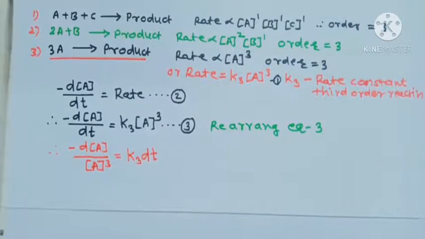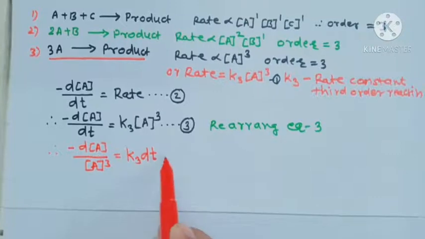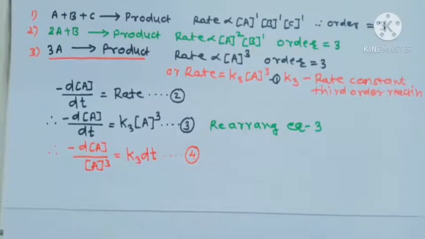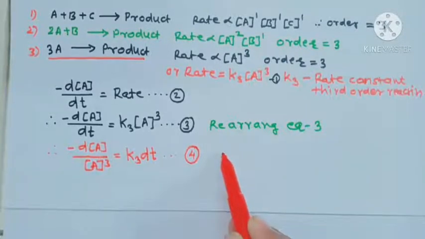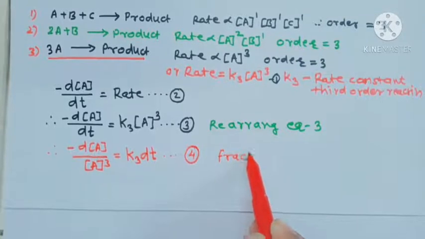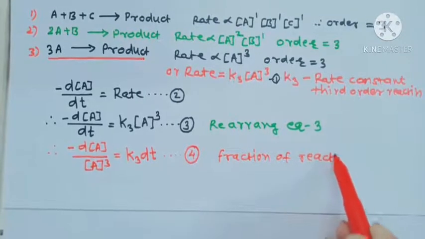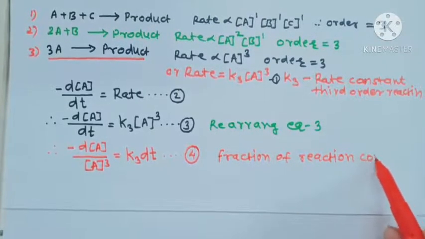So what we have done? The similar term A is taken on the same side. Suppose this is equation number 4. What does equation number 4 represent? When there is a small change in time dt, there is a small change in concentration. So it represents the fraction of reaction completed.